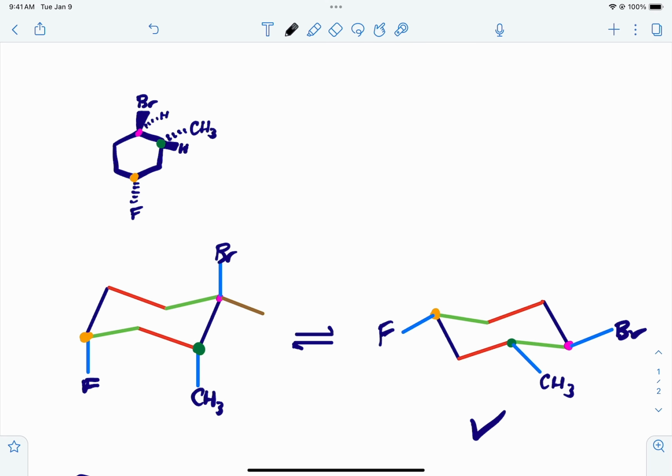Axials are always up and down. Equatorials go parallel to the color that the vertex is not touching. And again, if it's an upward vertex, axial is up. If it's a downward vertex, axial is down.